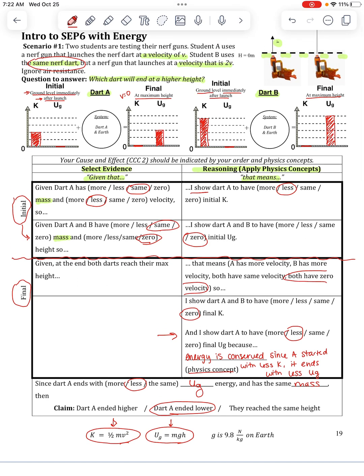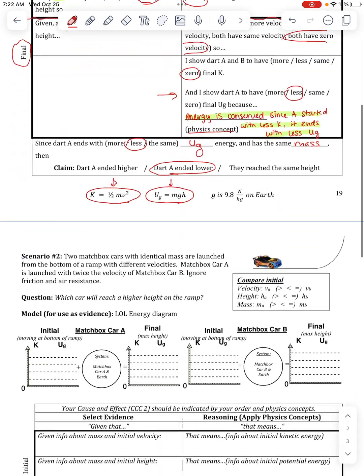So thinking back to Unit 2 where we had to talk about net force causing acceleration, in Unit 3 you have to talk about conservation of energy at the end of your explanation to tell me why something has more or less energy. All right, let's go on to the next one.